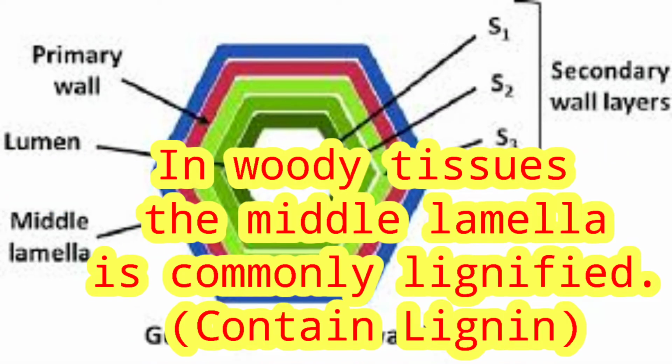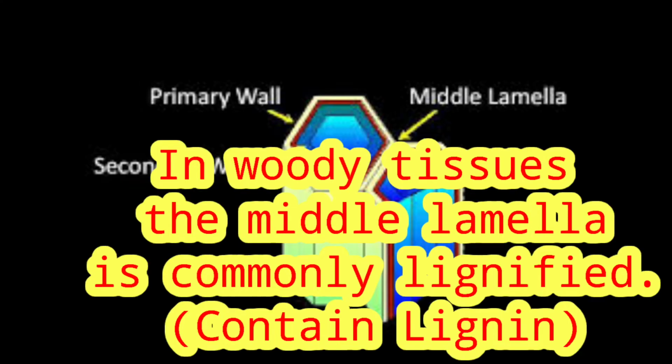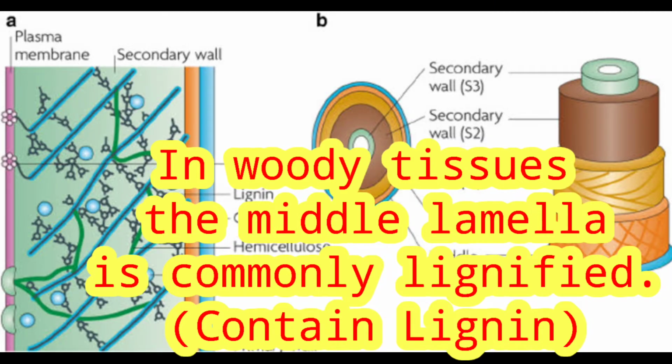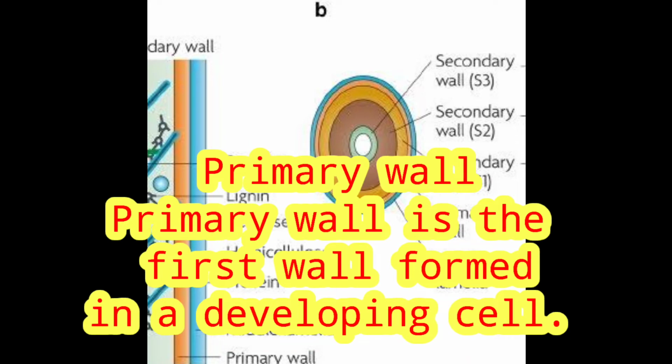In woody tissues, the middle lamella is commonly lignified. It means it contains lignin. Lignin is a special type of heteropolysaccharide. We will learn the nature in this lecture as well. It is also known as wood fiber.